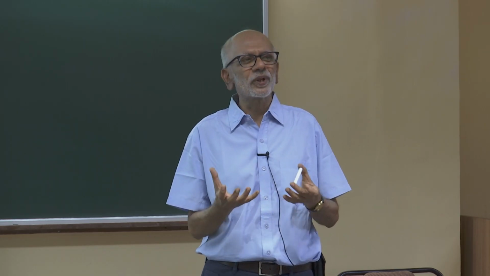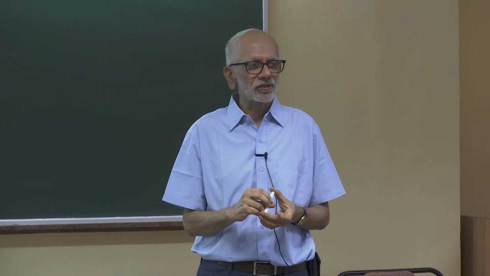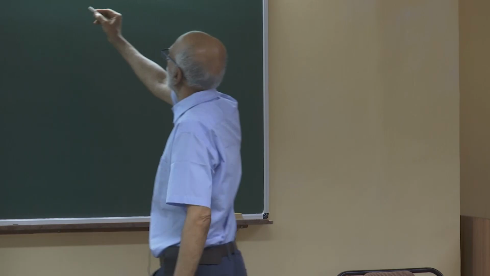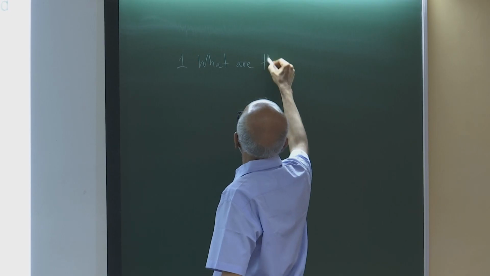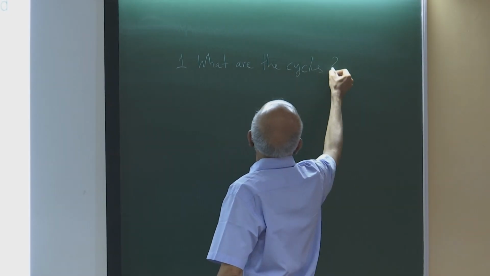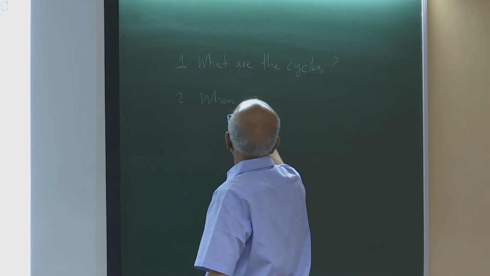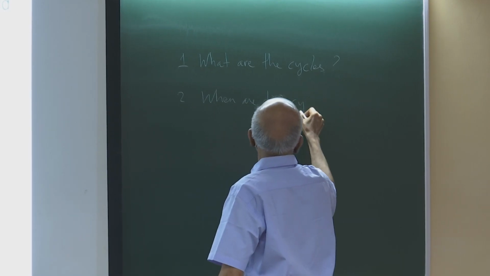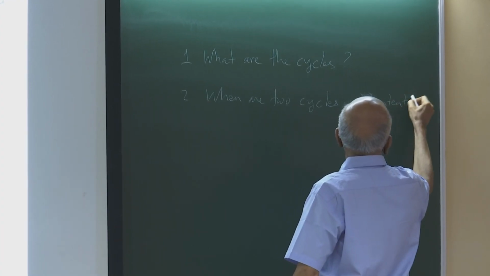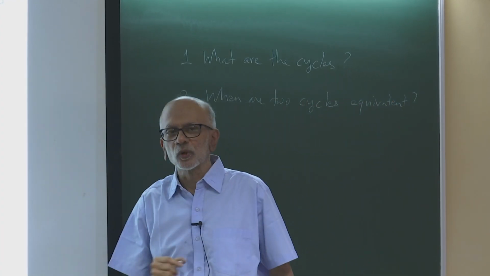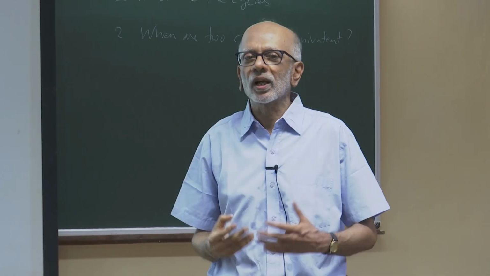So you want to know what are the primitive cycles. By adding those, subtracting those, you make other cycles. So there are two notions. One is, what are the cycles? And second thing is, when are two cycles equivalent? So you have to answer both these questions. I'll come to the second question, but let me first focus on the first question. So what are the cycles?